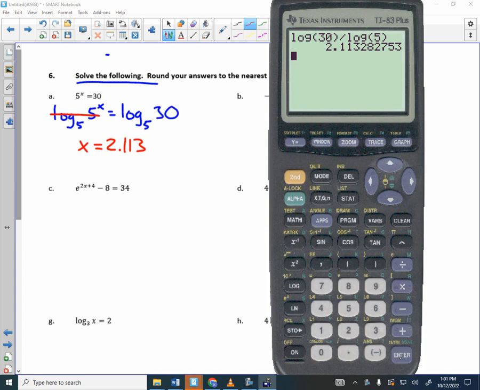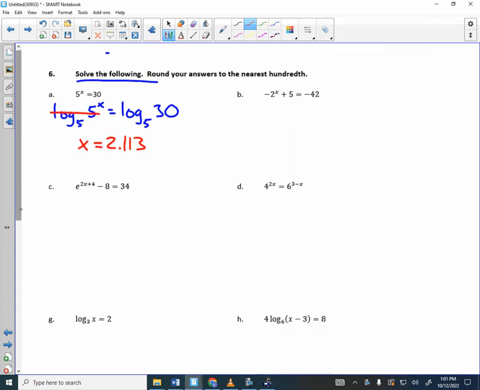Letter B. What are we going to do? Subtract the 5. And I get negative 2 to the x is equal to negative 47. Any thoughts what to do now? Divide by your negative 1 and you get 2 to the x is equal to 47.